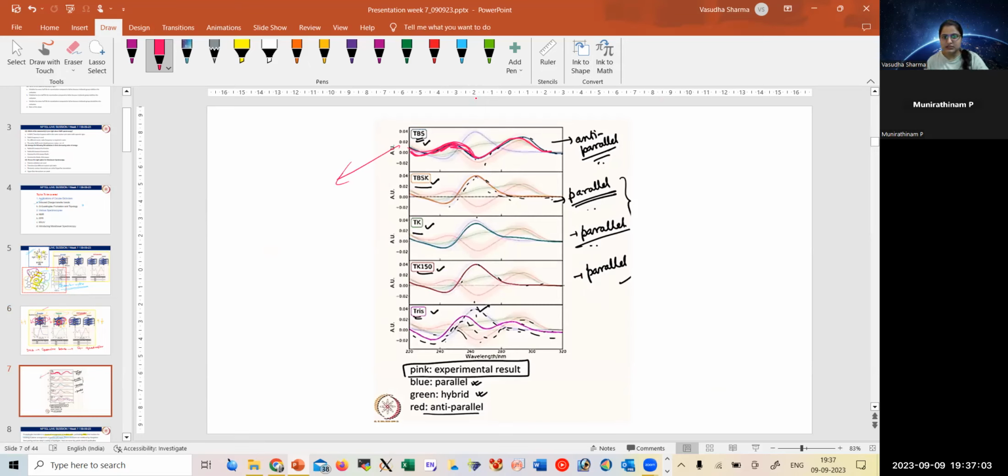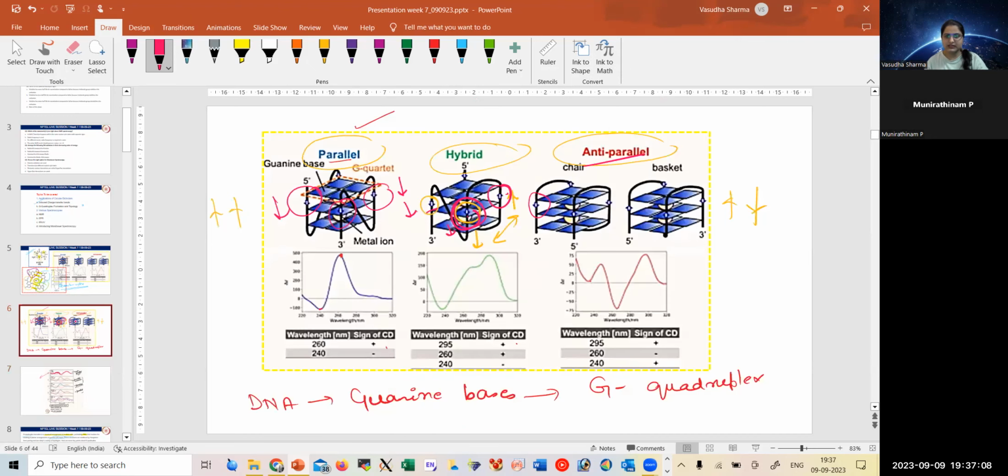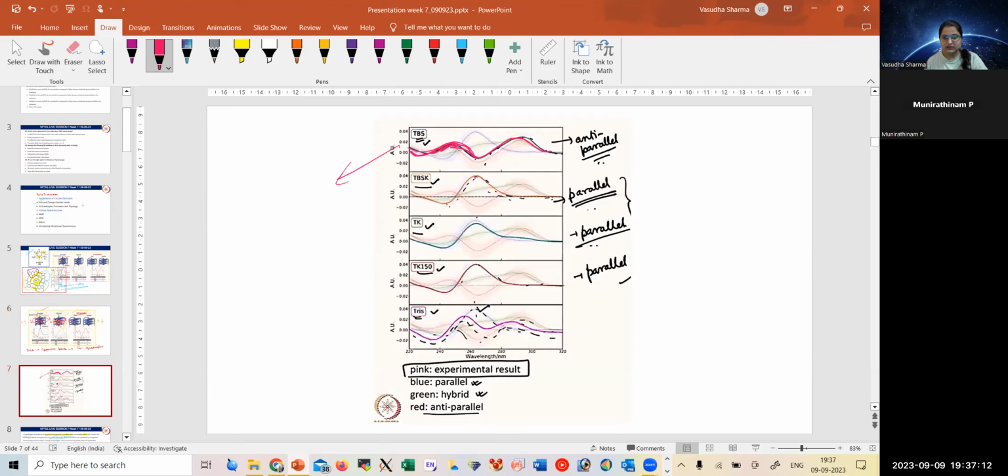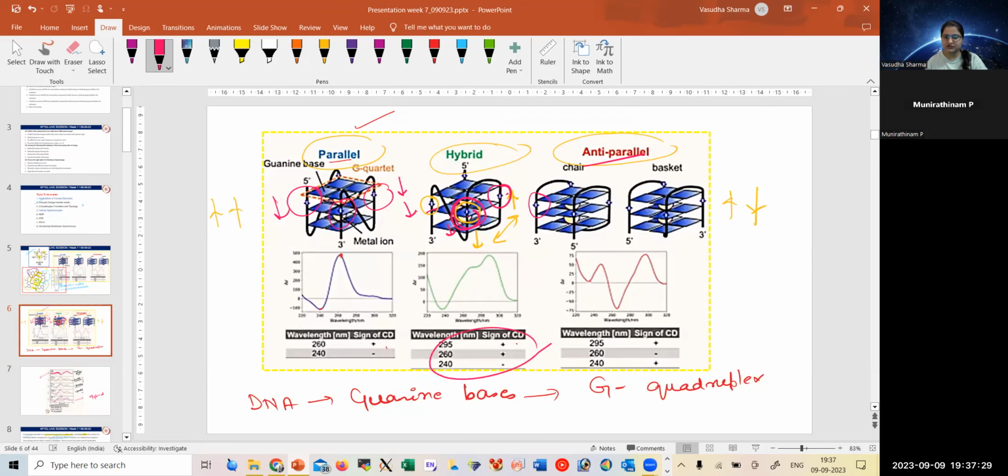Similarly, here it's one negative and one positive. That was the case of a parallel one. The third is again one negative and one positive, that's a parallel one. This is also one negative and one positive, parallel one. And here if you see one negative and two positive, that's a case of your hybrid.